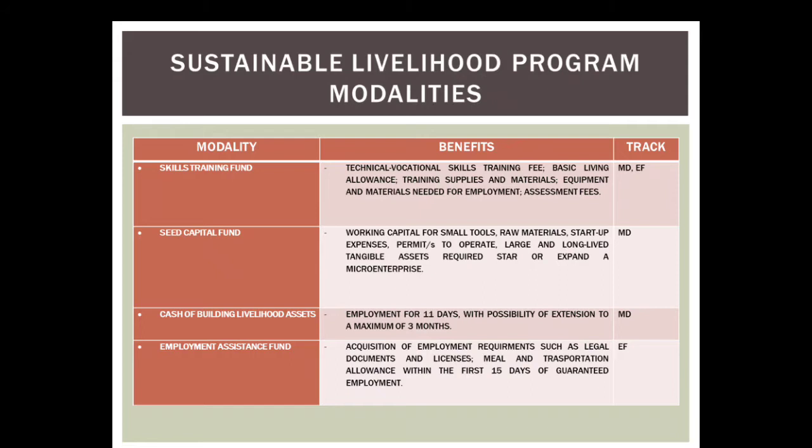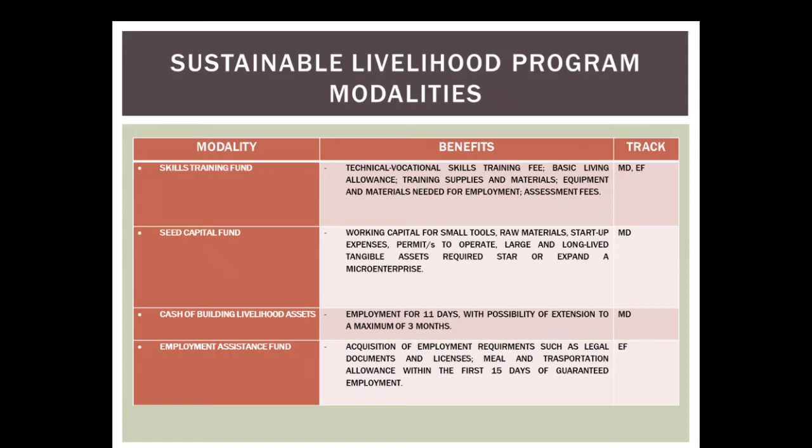The second modality of the Sustainable Livelihood Program is the Seed Capital Fund, and the benefit of this modality is working capital for small tools, raw materials, start-up expenses, permits to operate, and large and long-lived tangible assets required to start or expand a micro-enterprise. The track of this modality is the micro-development. Third is the Cash for Building Livelihood Assets, where the benefit is employment for 11 days with possibility of extension to a maximum of 3 months, and the track of this modality is the micro-development.